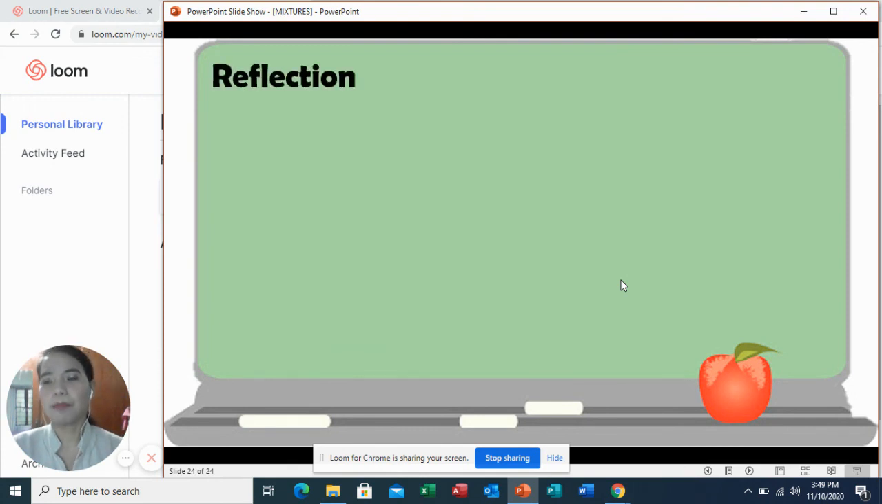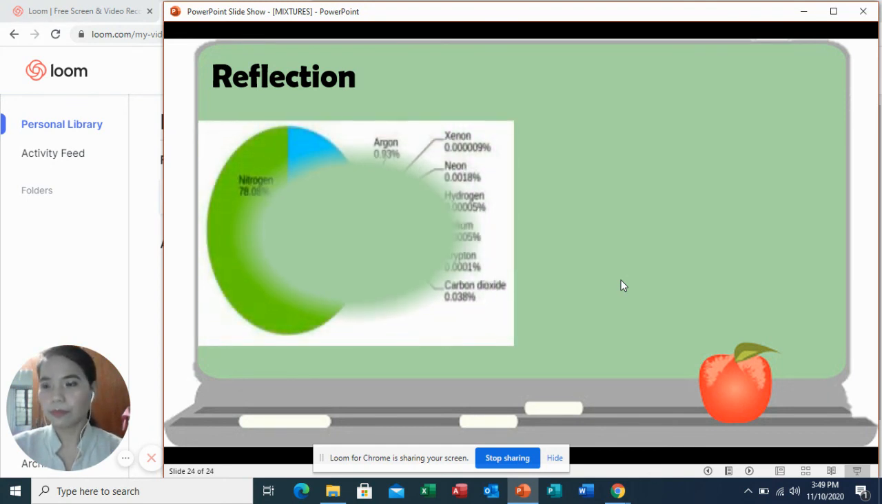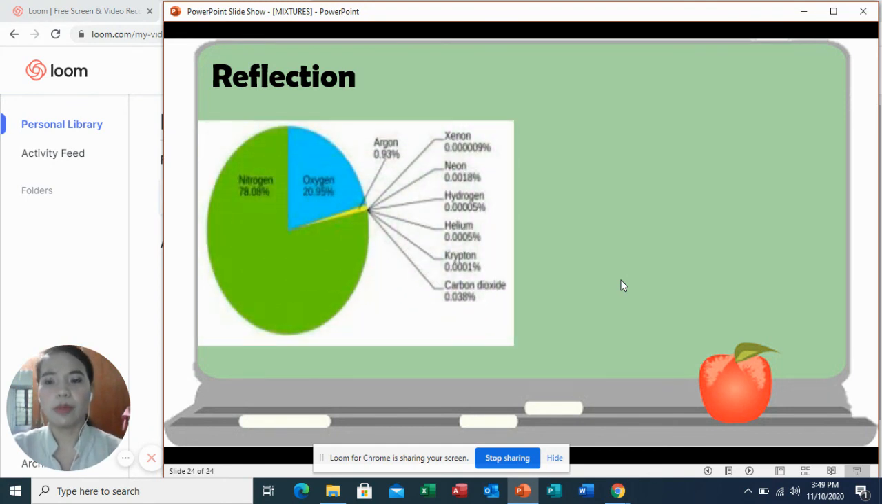Okay, now let's have the last part of your module, and this is reflection. We all know that air is everywhere, and one cannot imagine the existence of life without it. Ever wonder what air is made up of? It is a mixture of many gases, as you can see. The composition of air is not constant and changes from one place to another, which you will discover in your future science lessons. Okay, study the diagram here and answer the questions on the other side of your screen.